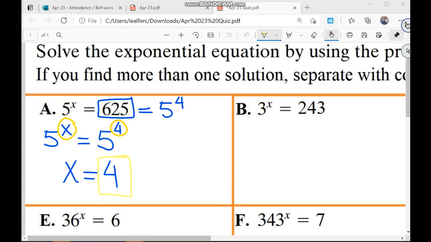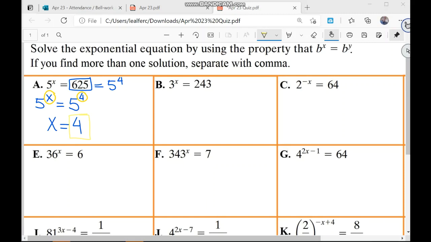And that's what we're going to do today. Make both sides of the equation have the same base, and then we compare the exponents. Okay?